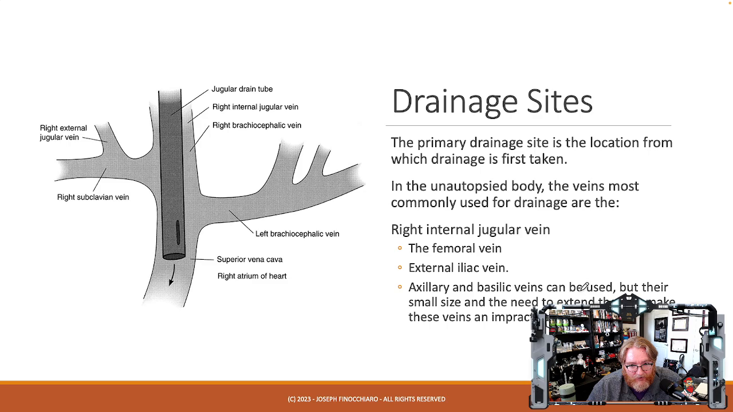In the unautopsied body, the most commonly used for drainage are the right internal jugular vein, the femoral vein, and the external iliac vein. The axillary and basilic veins can be used, but their small size and need to extend the arm make these veins an impractical choice. What are we seeing here? Same as injection sites. Neck first, followed by legs, followed by armpits. As long as you know what the names are for the structures in those locations, it's the same thing. Neck first, legs, hips second, armpit/upper arm last.